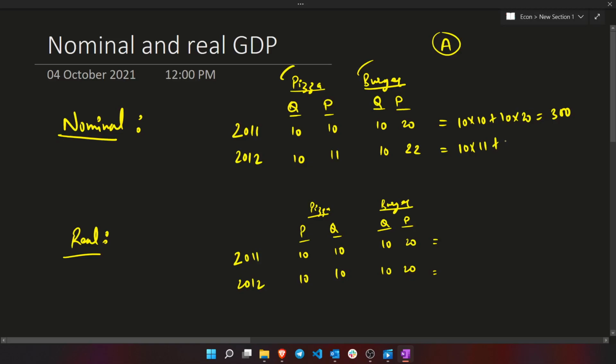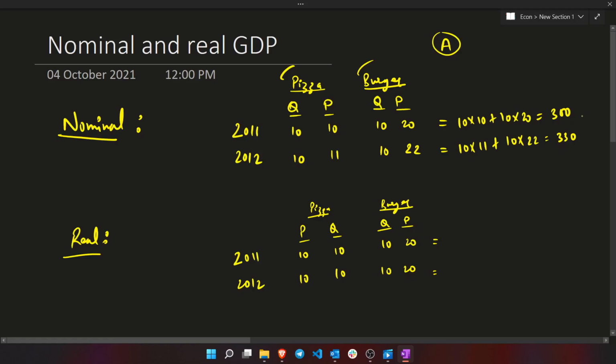10 into 11 plus 10 into 22. That will be basically 110 plus 220, so that will be 330, I guess. Let's do the computation as well. Yeah, 110 plus 220 will be 330. So if you see over here, 330 divided by 300 into 100, so it has increased by 10%. Yeah, 30 divided by 300 will be 10%.